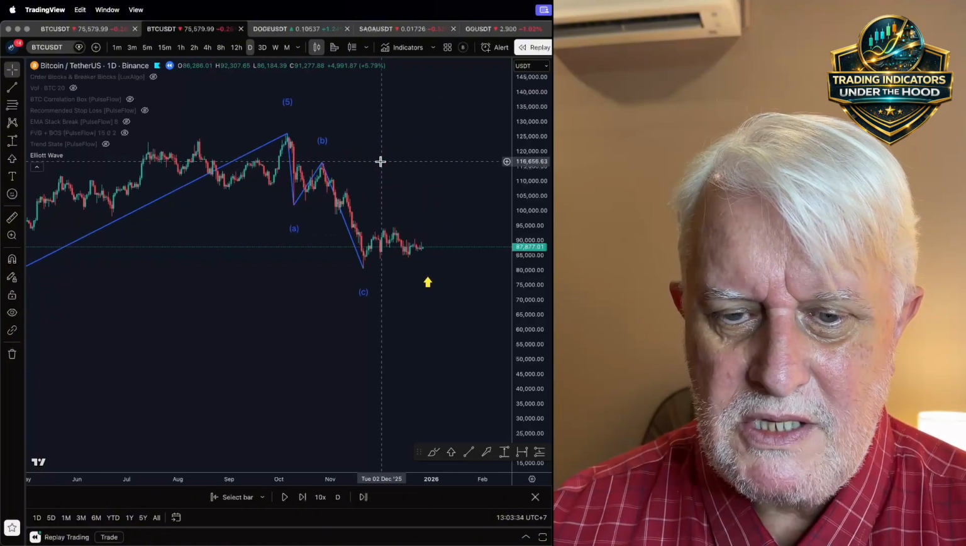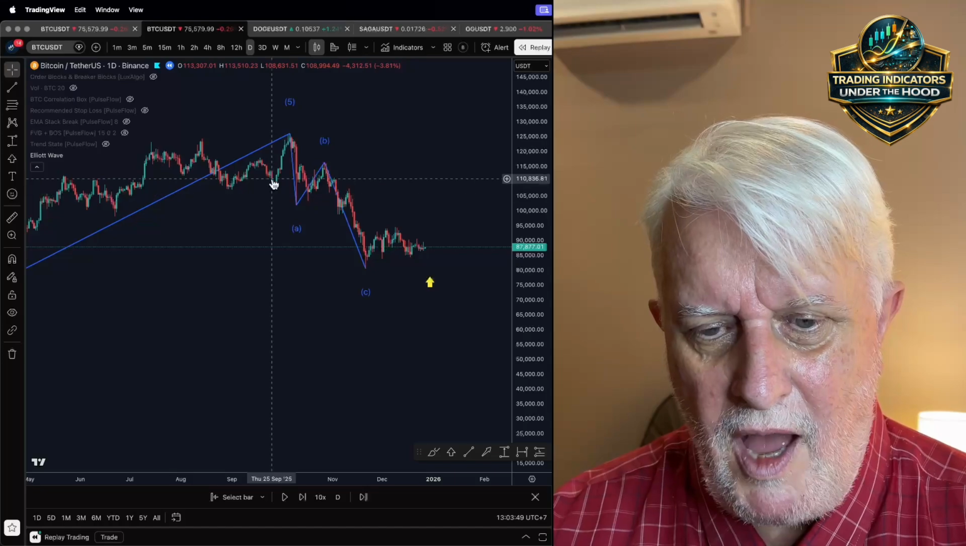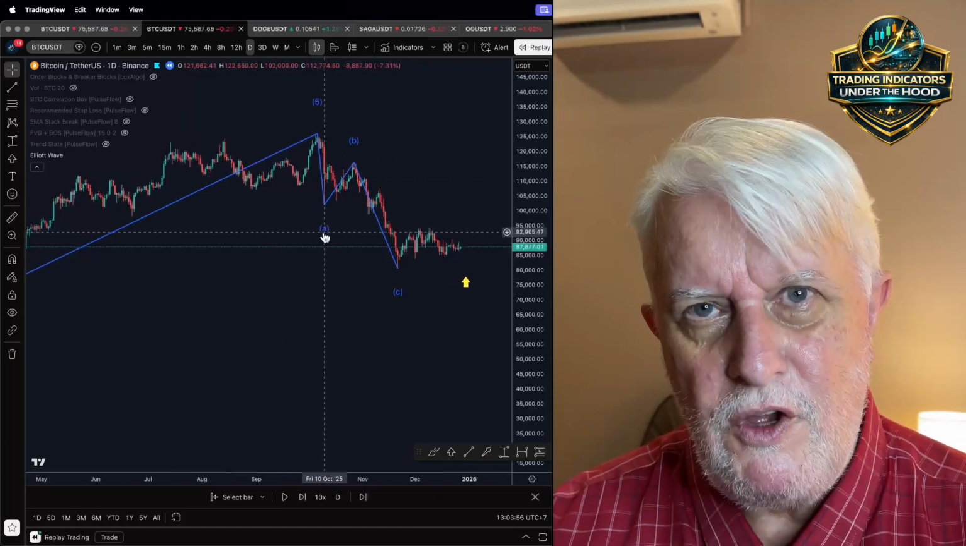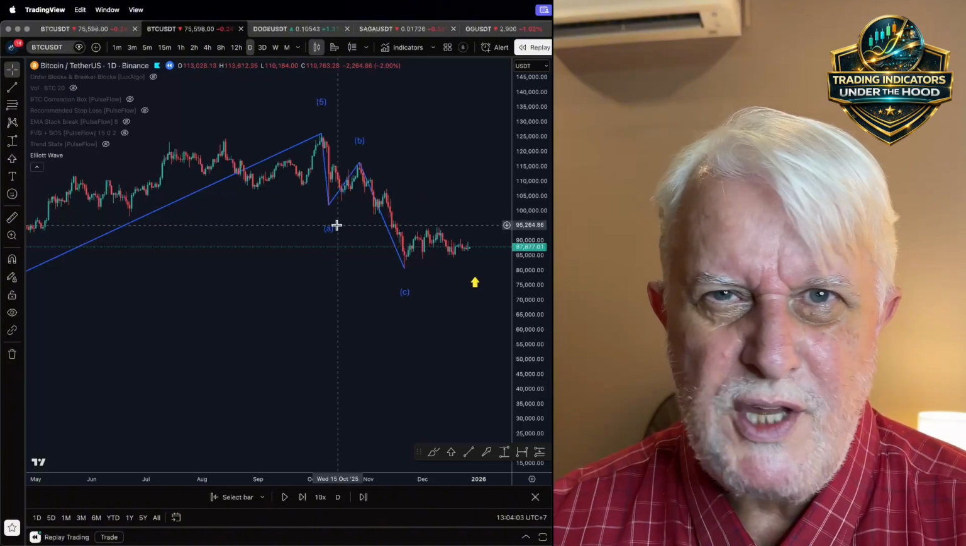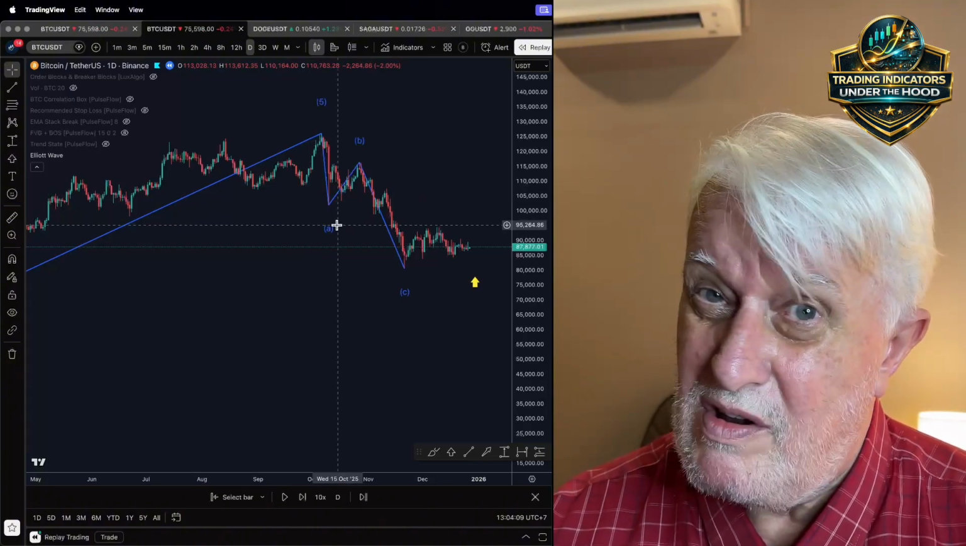Now the ABC correction. After 5 waves up, the market corrects, and we label them A, B, and C. Wave A is the first leg down. Most traders still think the uptrend is intact. They buy the dip, but they're wrong.